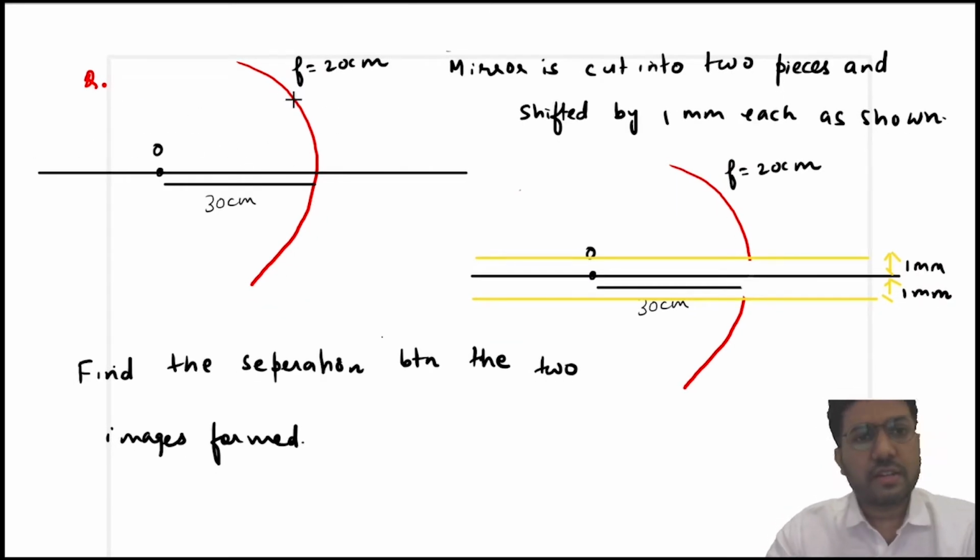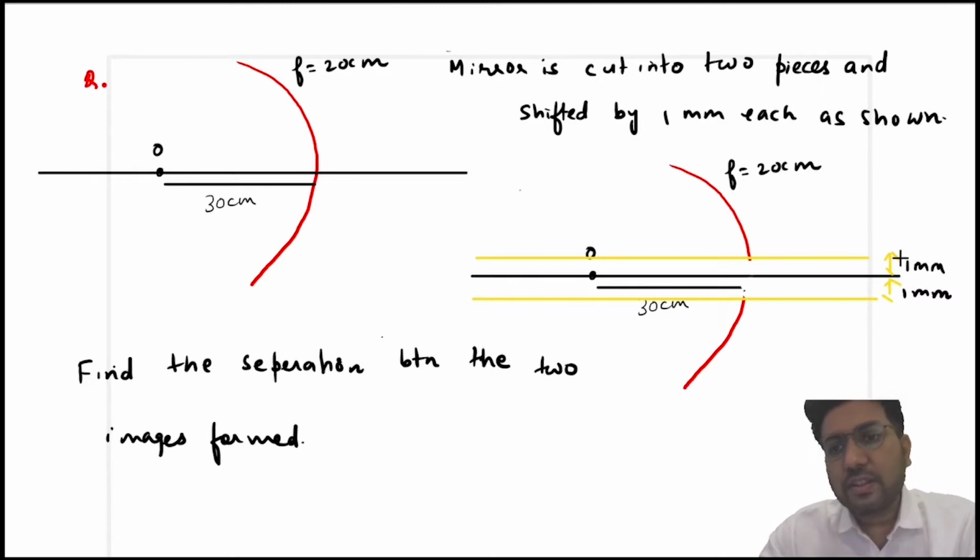In this question, there is a concave mirror of focus 20 centimeter and there is an object which is placed on the principal axis at a distance of 30 centimeter, right? But now what you have done is you have cut the mirror into two halves and shifted the two halves by 1 millimeter each as shown. So this half is shifted by 1 millimeter above and this half is shifted by 1 millimeter below the axis, right? So that means the new axis now for this mirror is this and for this mirror is this.